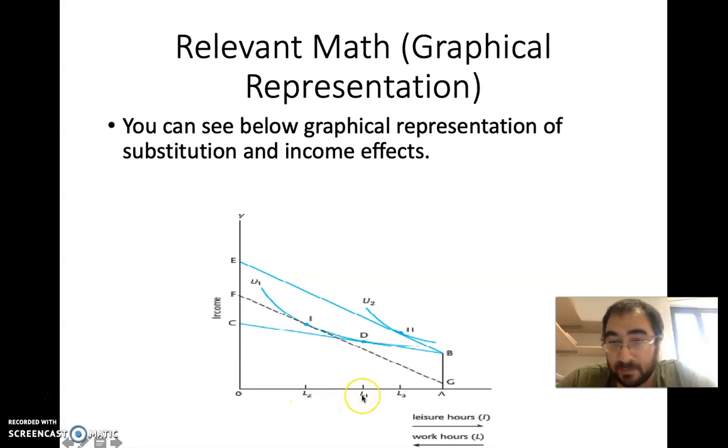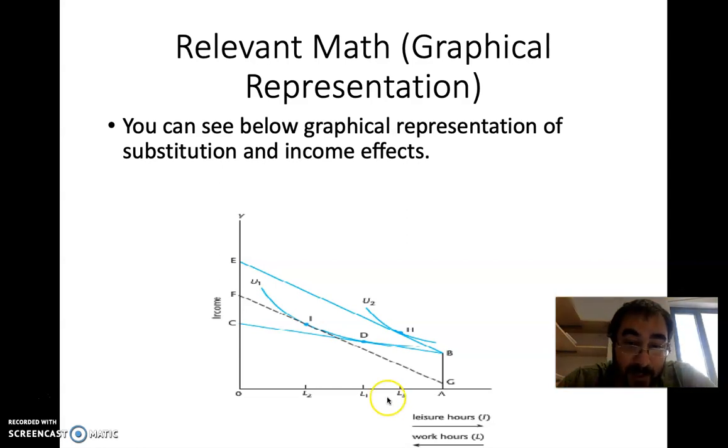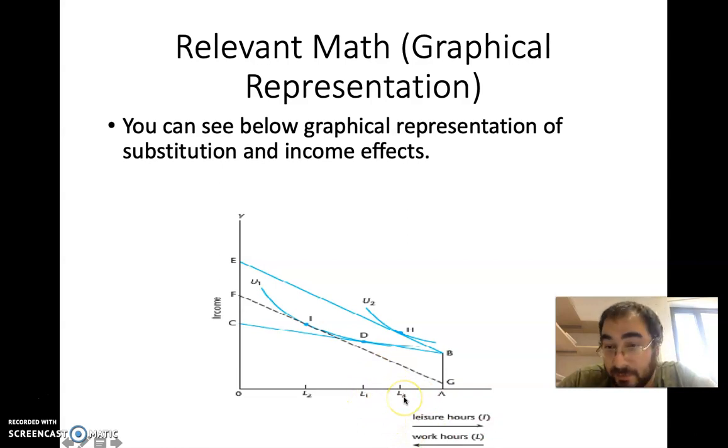So L2 minus L1 is the substitution effect, which is positive. We increase our labor time as a result of the substitution effect. And L3 minus L2 is the income effect, which is negative, which means we will decrease our labor time as a result of the income effect. So the total effect created by the wage increase is L3 minus L1, which is negative, which means we decrease our labor time as a result of the wage increase. So this is the case when the income effect is dominant.